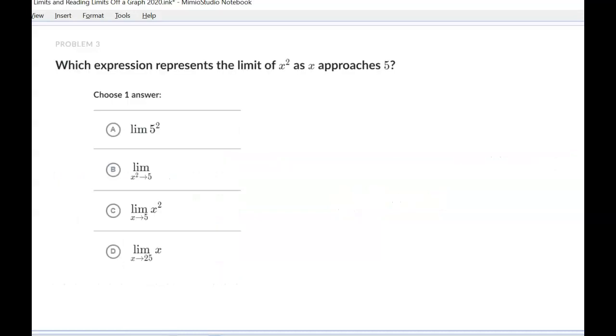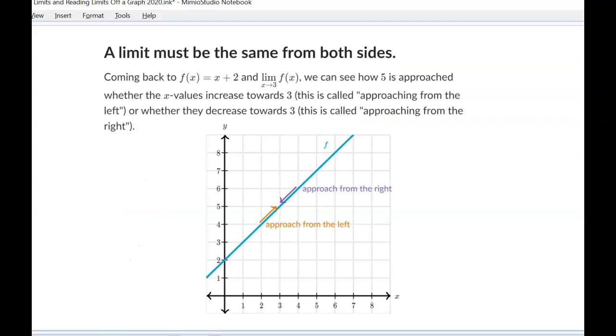All right, which expression represents the limit of x squared as x approaches 5? So basically what we're asking is, how would you write this statement as a limit statement? So the way you would write this would be the limit as x approaches 5 of the function x squared. So your answer for this one would be C. Again, they're just trying to get you to practice writing your limit statements.